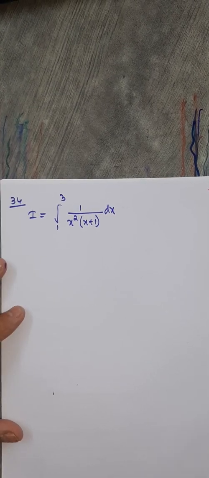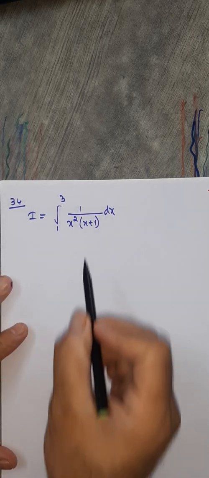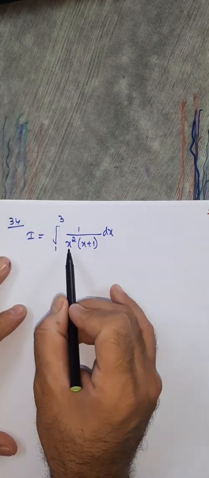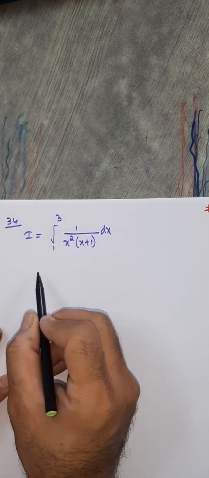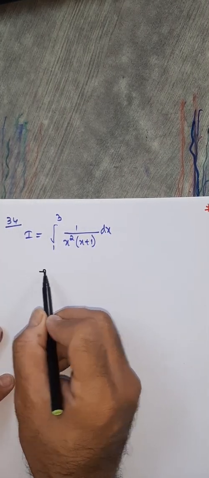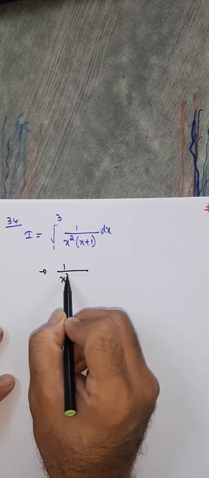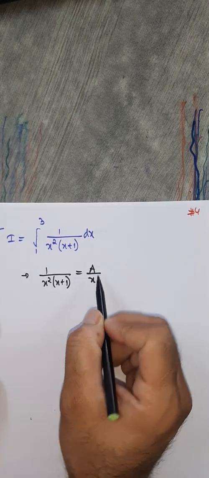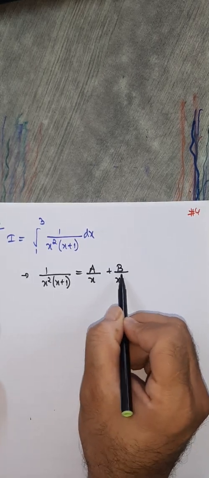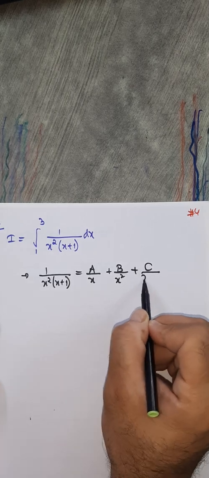Next, question 34. You are given this integral from 1 to 3 and you want to prove something. By observing the question you might have realized it is a product of linear factors with a repeated expression. So the standard way of doing this is the partial fraction method. How will we do this? You have the function as this, so I write a upon x plus b upon x square plus c upon x plus 1.